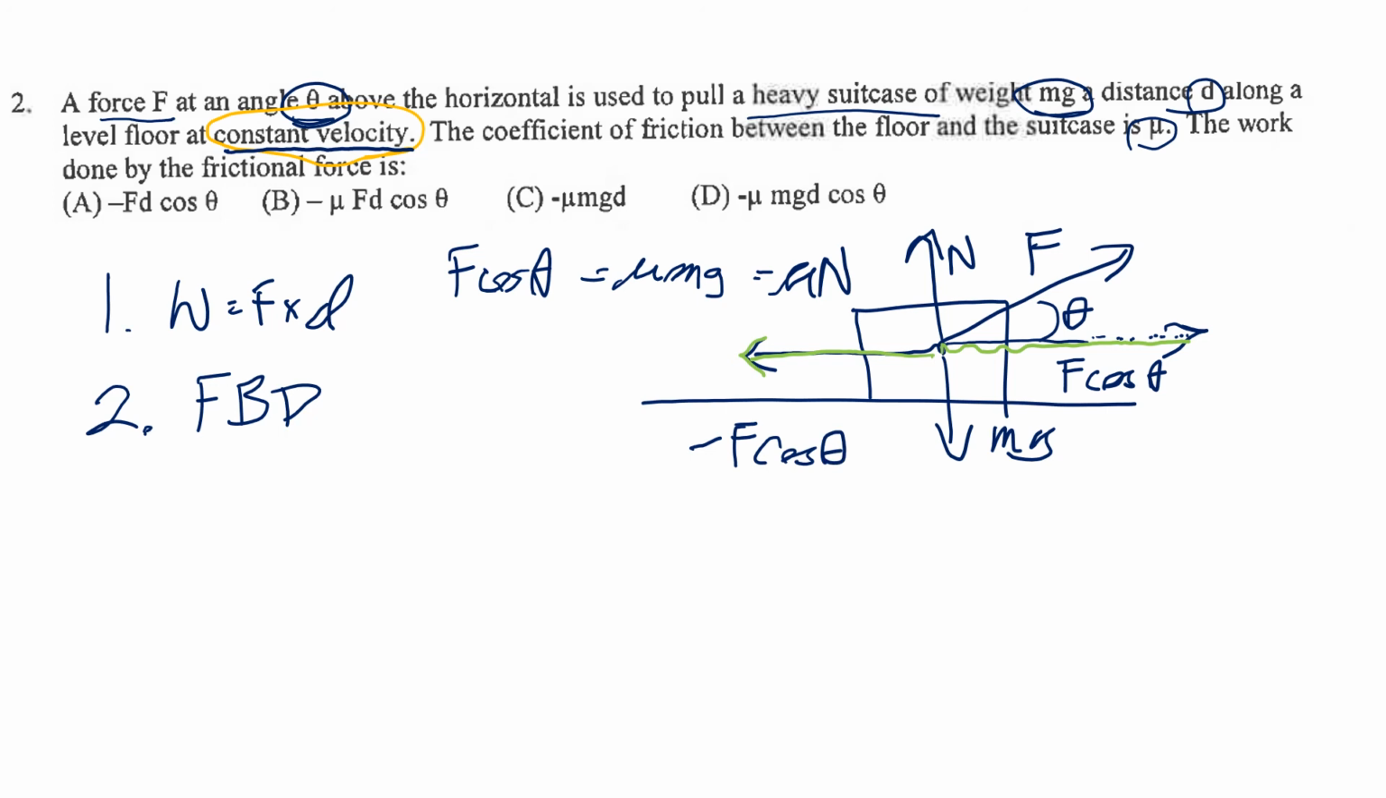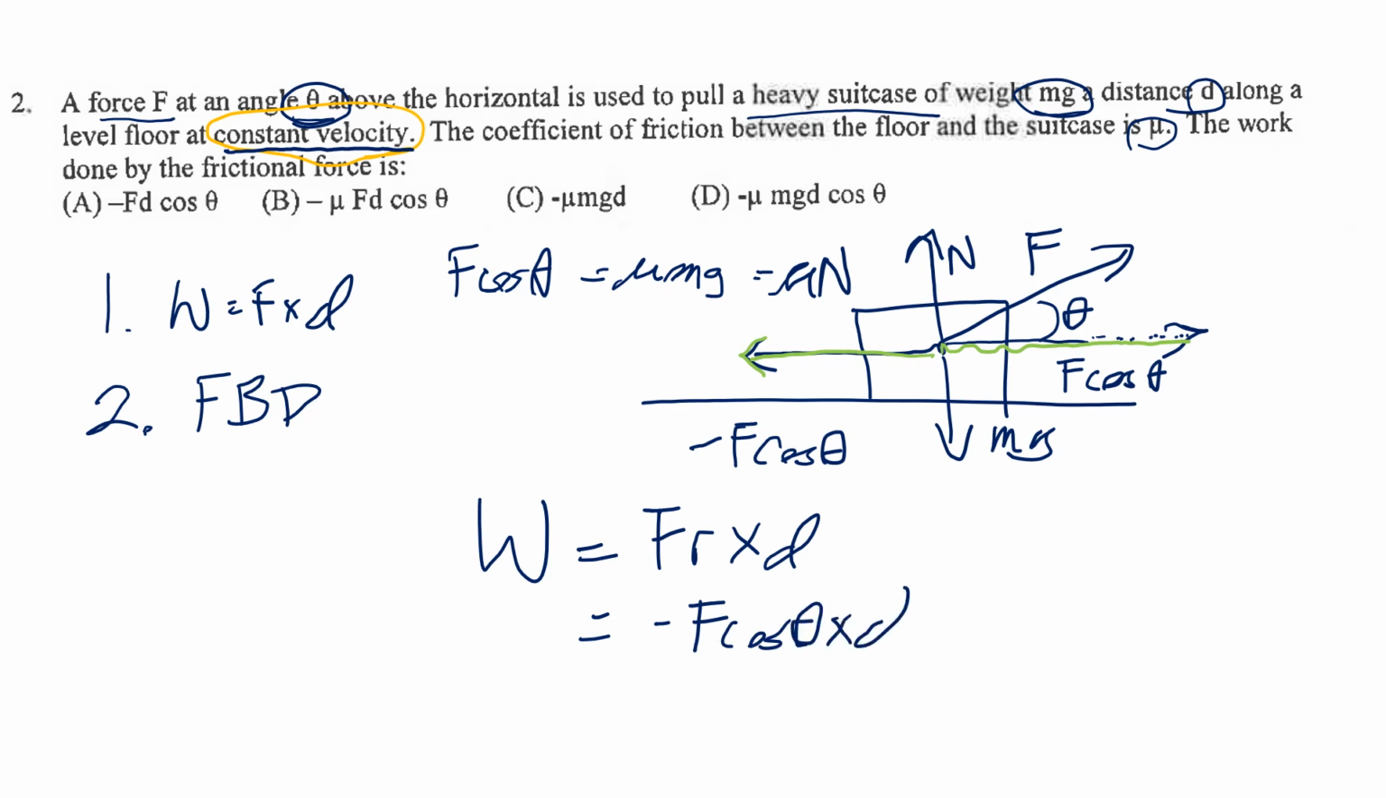And work is that times the distance, so the work is equal to the force of friction times d. And we already know that the friction is negative F cosine theta. Multiply that by d. So there you go. That's your answer.